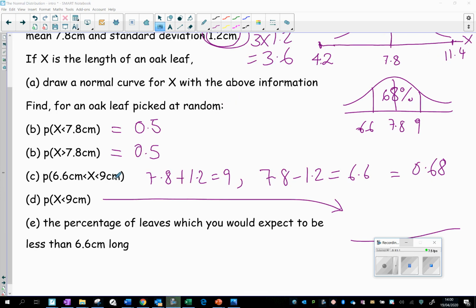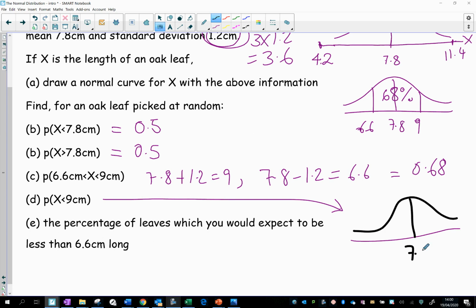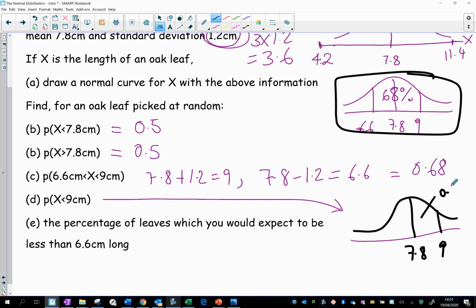Right, if we want the probability that x is smaller than 9, if I just draw this again, there's my 7.8 in the middle, there's 9 over there. I know that from this diagram here, between 6.6 and 9 is 68%, so between 7.8 and 9 must be half of that, which is 0.34. We know that this area below the 7.8 is 0.5.